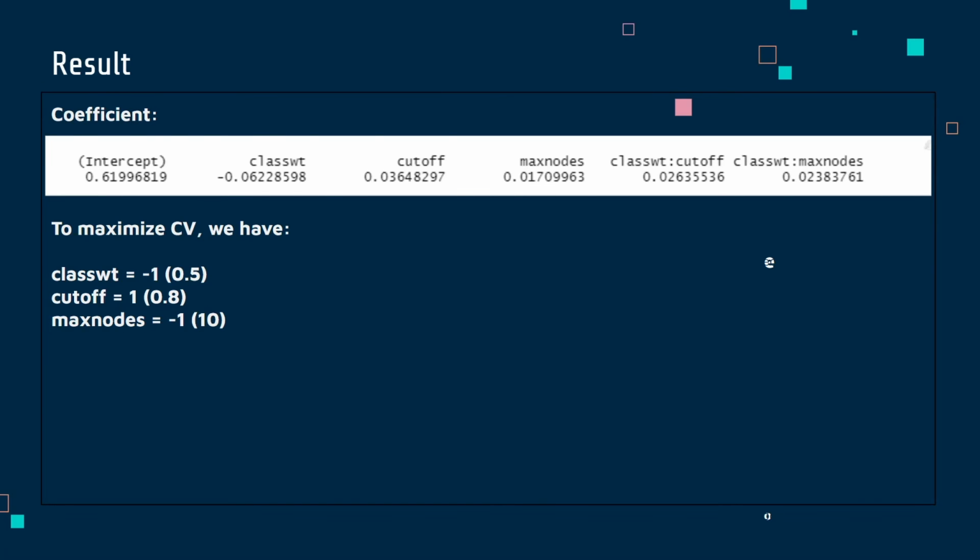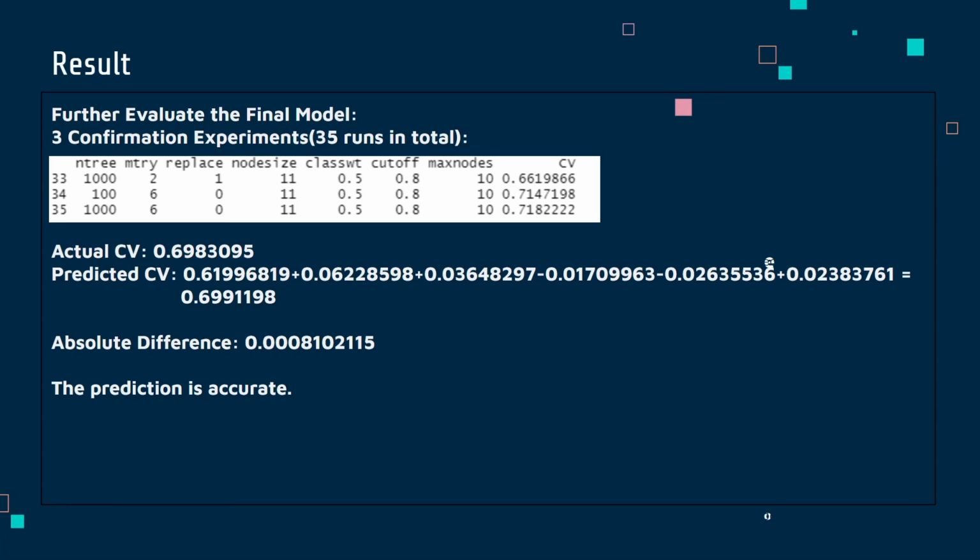Here is the result. To further evaluate the final model, I conducted another 3 confirmation experiments, so there will be 35 runs in total. Absolute difference is less than 0.01, so this prediction is pretty accurate.